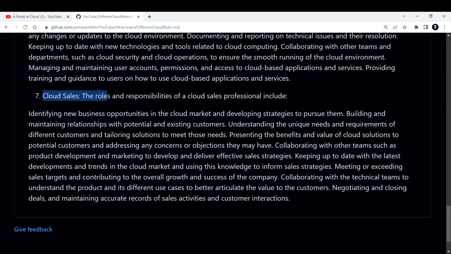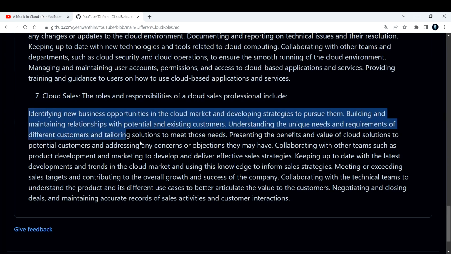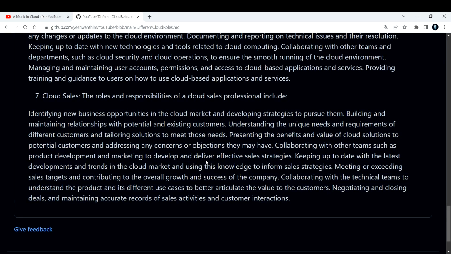Lastly, cloud sales, or some organizations call them pre-sales. This is one of my goals, I want to be a cloud pre-sales engineer in the future, right? But this is an important role in the industry. You will be identifying new business opportunities in the cloud market and developing strategies to pursue them. Building and maintaining relationships with potential and existing customers will be your key role. Understanding the unique needs and requirements of different customers and tailoring solutions to meet those needs is your part.